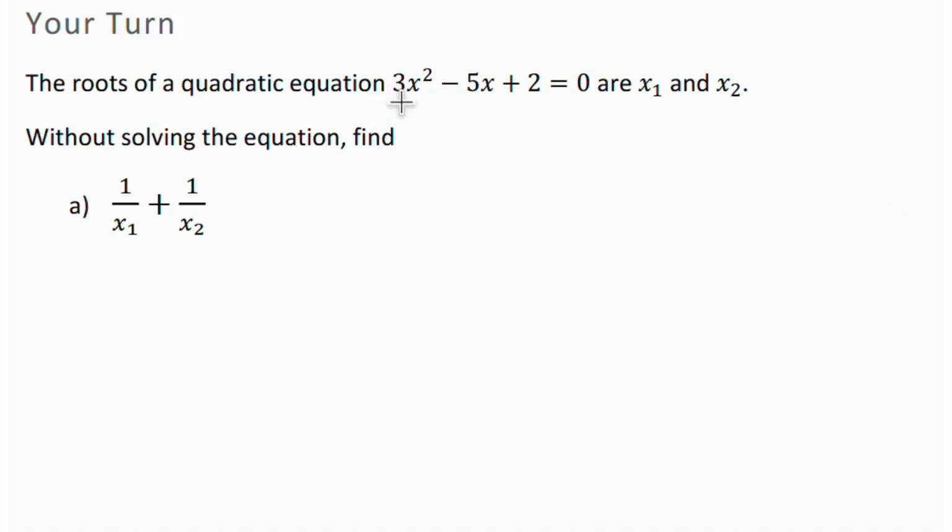The roots of the quadratic equation 3x² − 5x + 2 = 0 are x1 and x2. Without solving the equation, find 1/x1 + 1/x2.